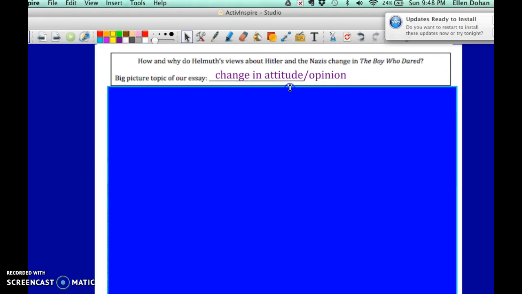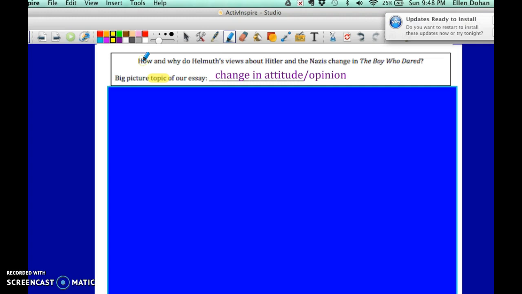So we're going to first actually review the prompt of our essay. The reason we do that is because when we're writing an intro paragraph and we start with our hook, we need to think about what's the big picture topic of our essay. And our prompt is the following: how and why do Helmut's views about Hitler and the Nazis change in The Boy Who Dared?